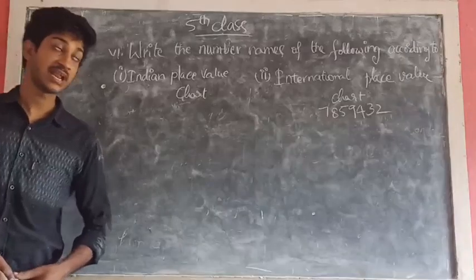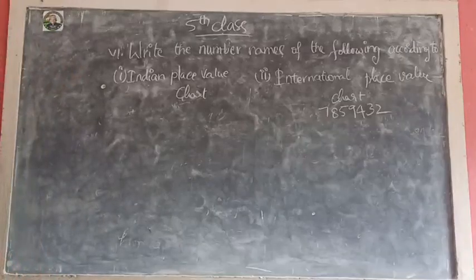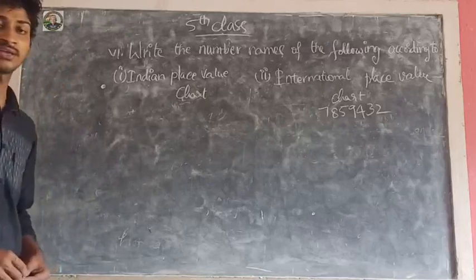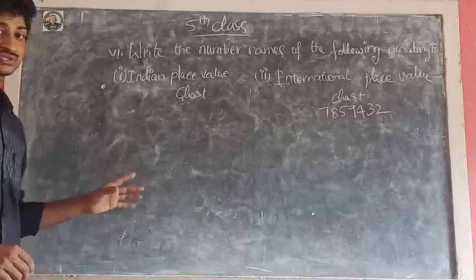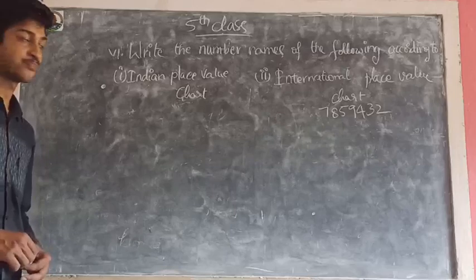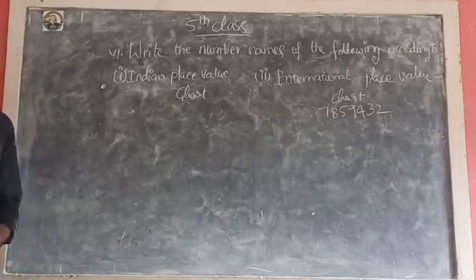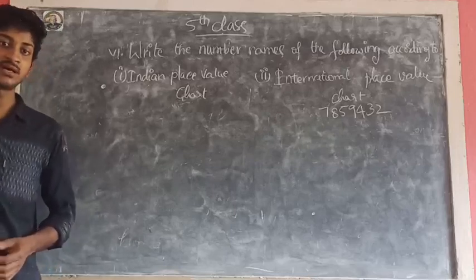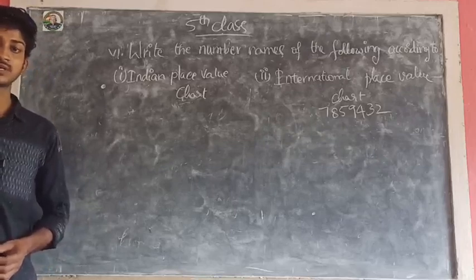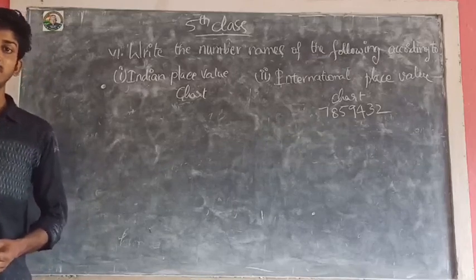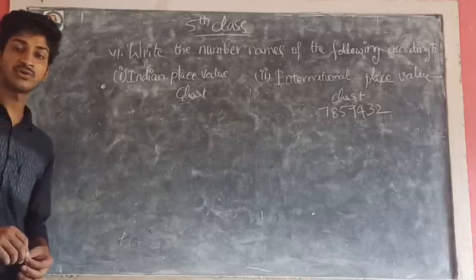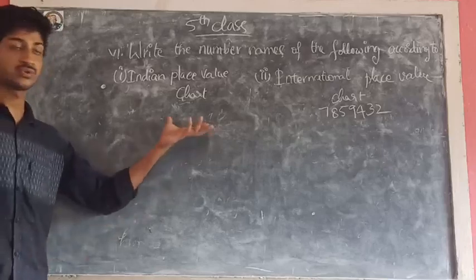Okay children, the next question is to write the number names of the following according to the Indian place value chart and the international place value chart. Here the numbers are given. We have to write the numbers in word form by using the Indian place value chart and the international place value chart. Before starting, let us recall these two charts.